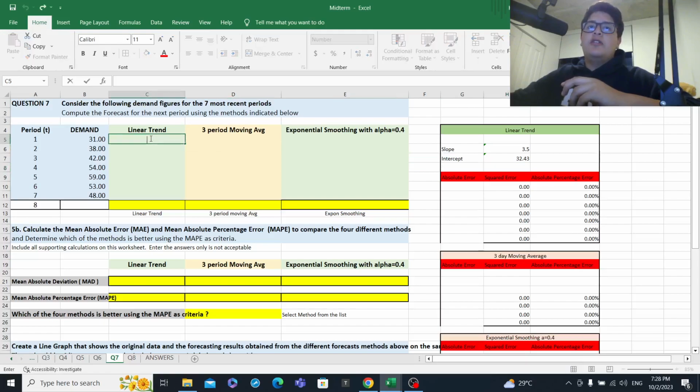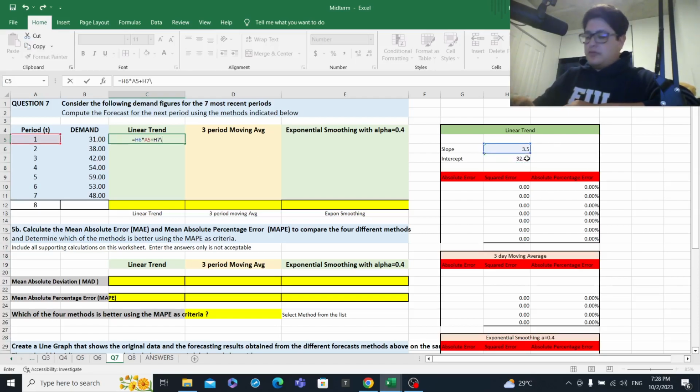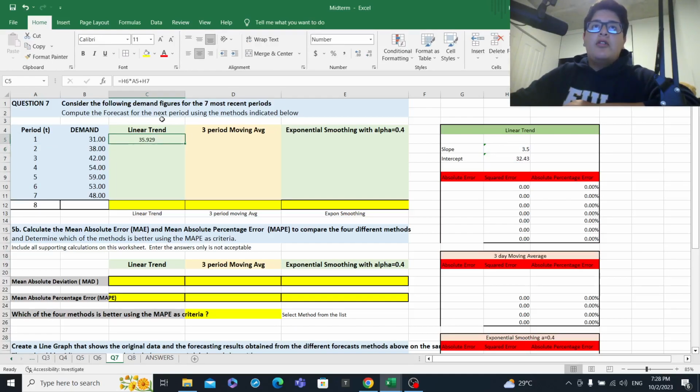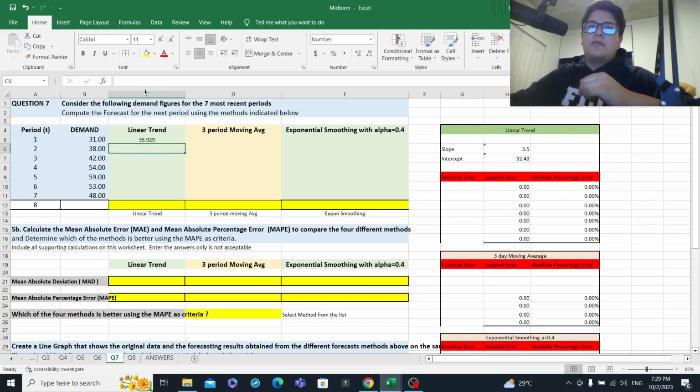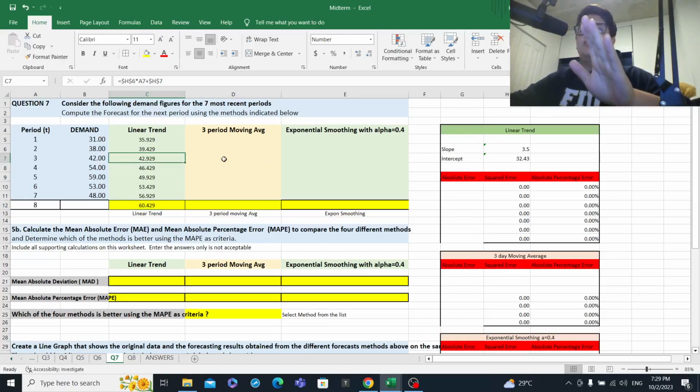So for the linear trend, first we have to calculate it with this formula: slope times period plus intercept. Here we go. We have it here. I'm gonna mark this because this is gonna be the same for all of the values, and we have to keep it like this. We put it and then we throw it here. And yes, here we have our linear trend.